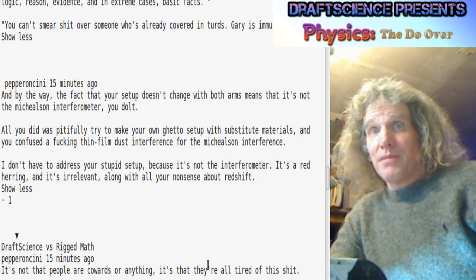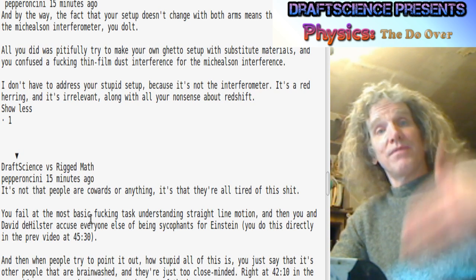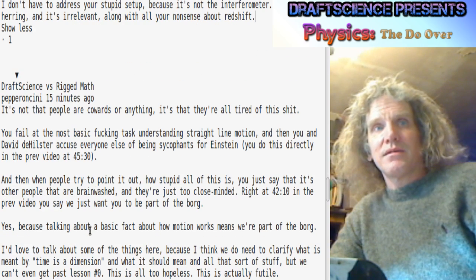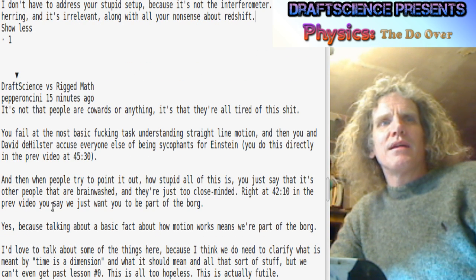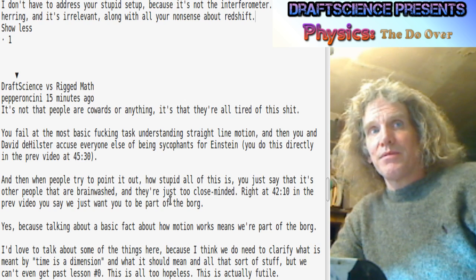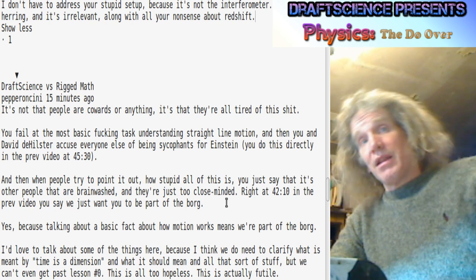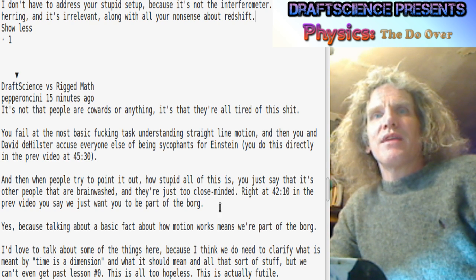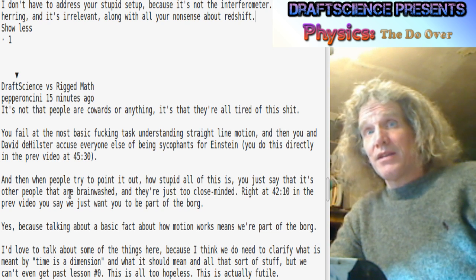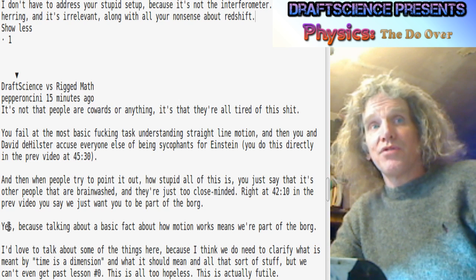So the nonsense about redshift is that, yes, both emitters and receivers can shift light. That's nonsense. All right, it's not that people are cowards or anything. Well, you're demonstrating yourselves to be cowards. It's that they're unaccountable, slandering, lying cowards. It's that they're all tired of this shit. Tired of what? The fact that you can't make any good arguments and I make nothing but good arguments. Yes, you're tired of losing.